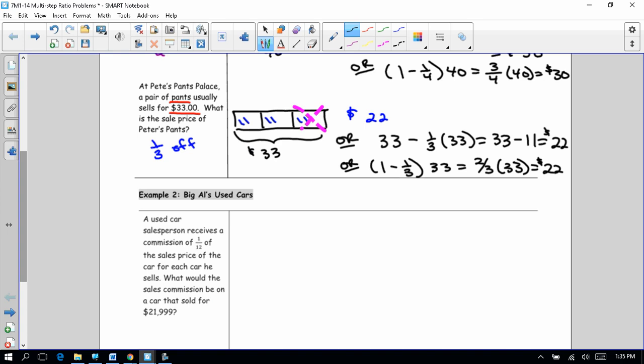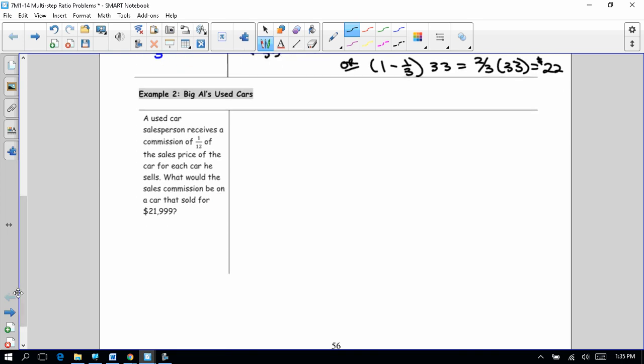All right, so I've shown you 3 methods. My guess is 2 of them make more sense, maybe even 1 makes the most sense to you. All right. So let's try it again, but this time we have a slight difference. We were taking a discount, Big Al's Used Cars, right? Big Al gives a commission to his salespeople. Now, a commission means you're going to get a portion of it, okay? You get paid, you get to be paid a portion.